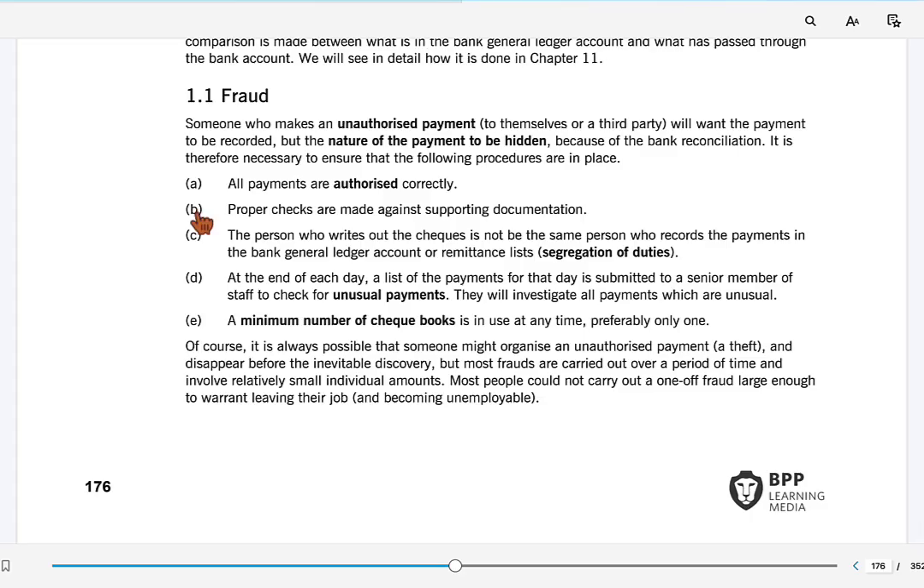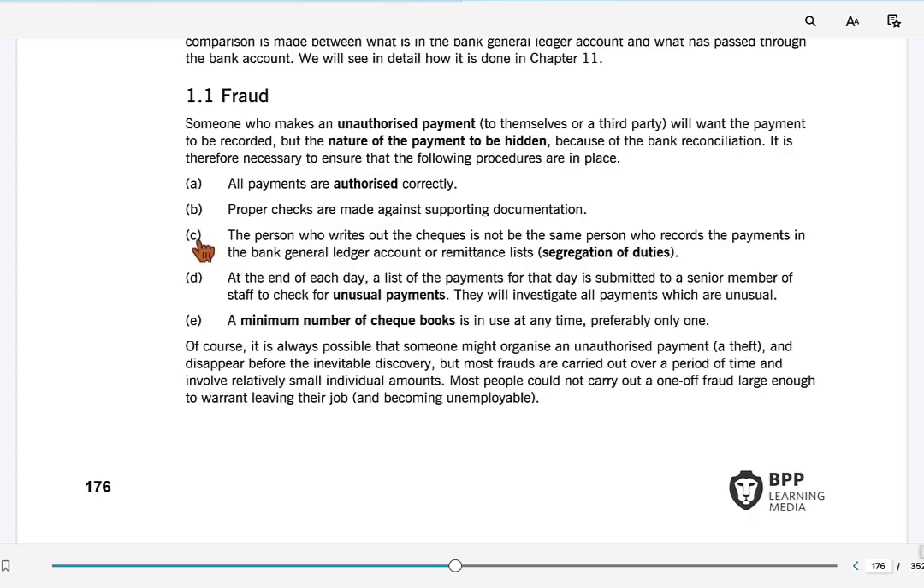Control 2. Proper checks must be made against supporting documentation. Supporting documentation means proof documents. For example, a supplier invoice, a purchase order, a goods received note, a delivery note, a supplier statement, a remittance advice, any official document that proves the payment is real. The accounts department must check the documents carefully. Is the supplier real? Is the invoice genuine? Is the amount correct? Were the goods received? Is the invoice already paid or still unpaid? This control stops fraud because a fake invoice will usually fail the checking process.